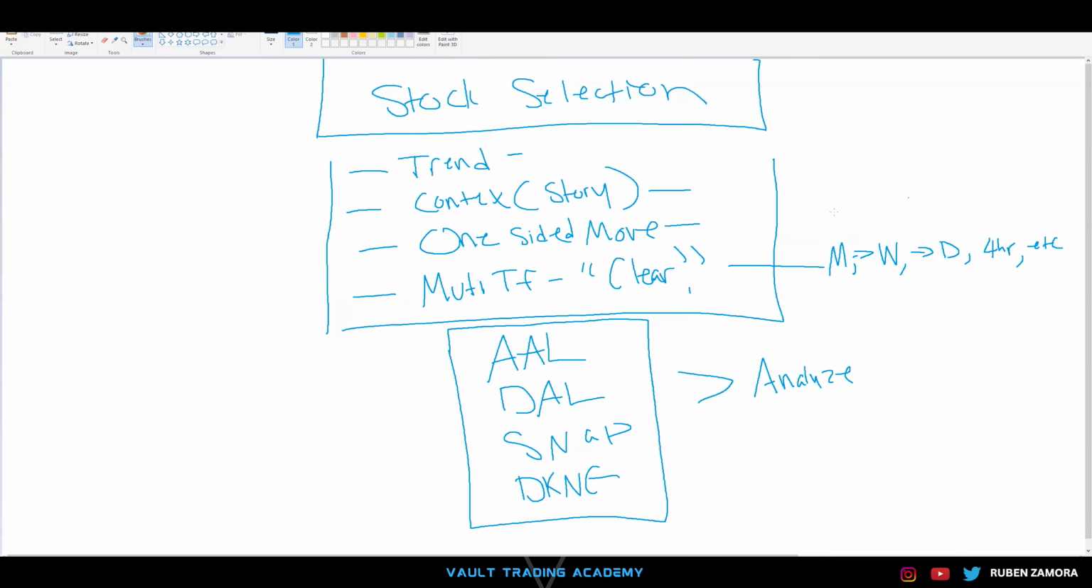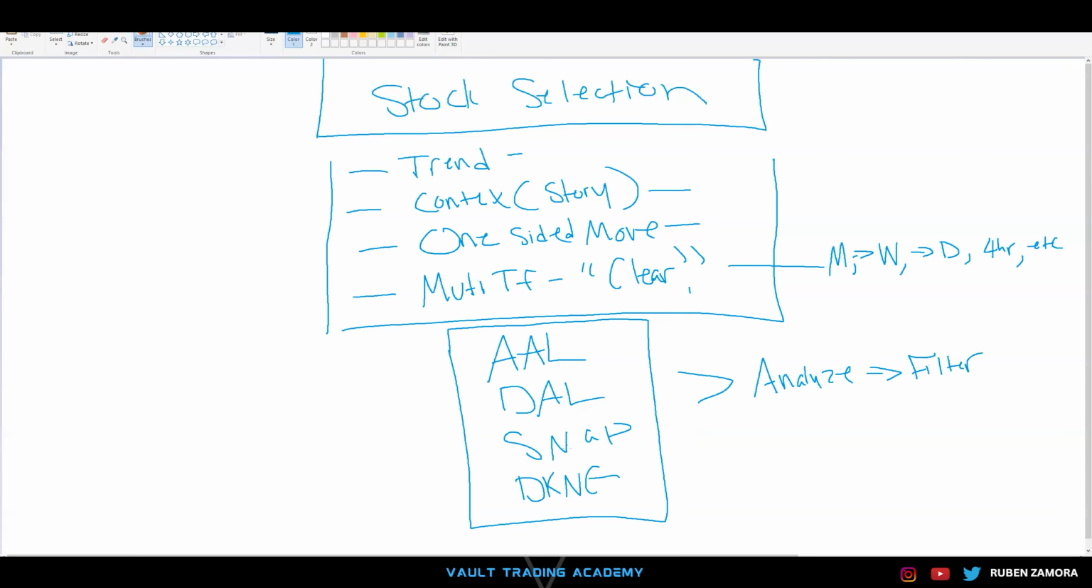So this is what we like to do when it comes down to analyzing. Play with the upper time frame and break it down the best way you can. That is just how we read the story of a given stock. What does the upper time frame tell me, and how can I create a bias behind it? In this case, we have American Airlines, Delta Airlines, Snapchat, and DraftKings.